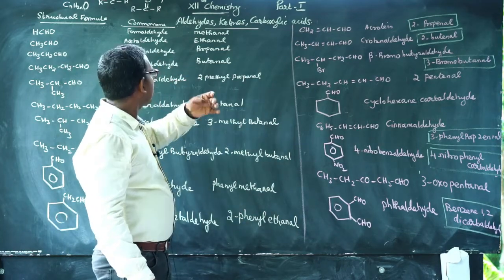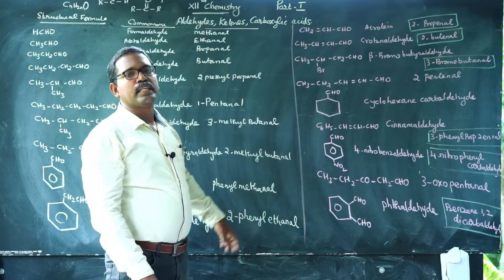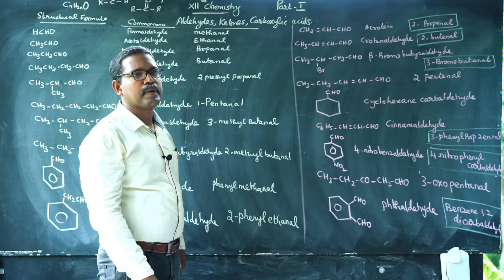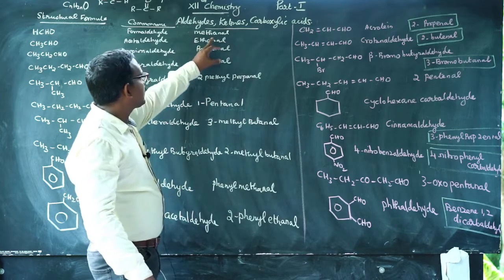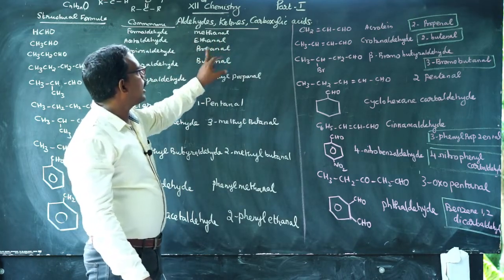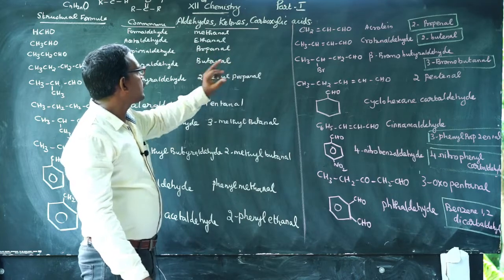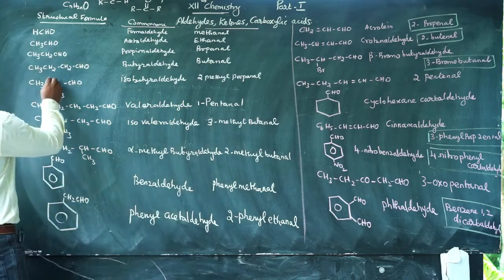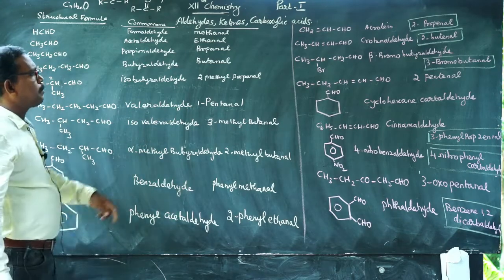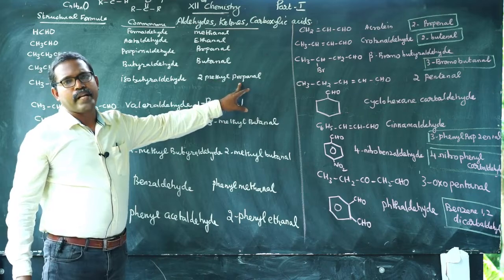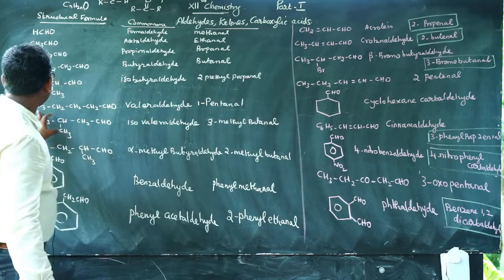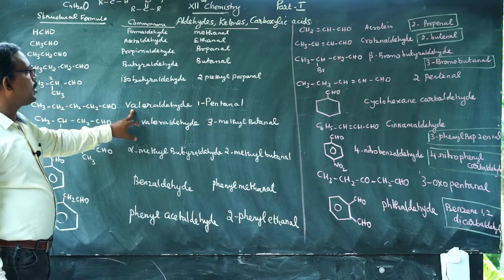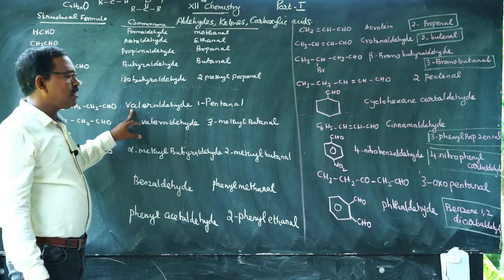How to write the IUPAC name of the compound? From the parent hydrocarbon, the terminal letter 'e' is replaced by 'al'. So, methanal, ethanal, propanal, butanal. This is isobutyraldehyde. In the second carbon, a methyl group is present. Therefore, 2-methylpropanal.